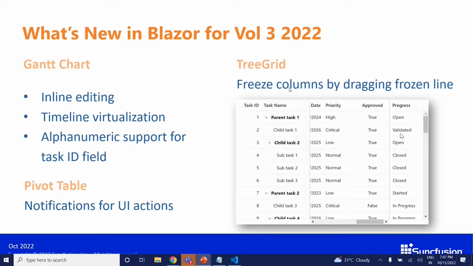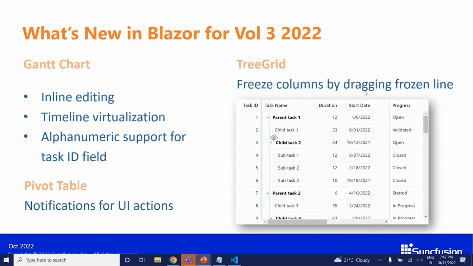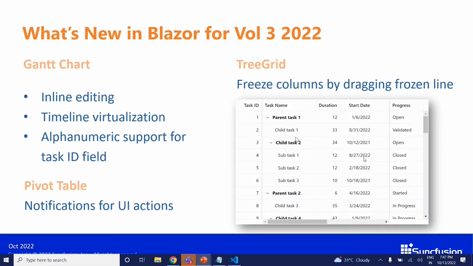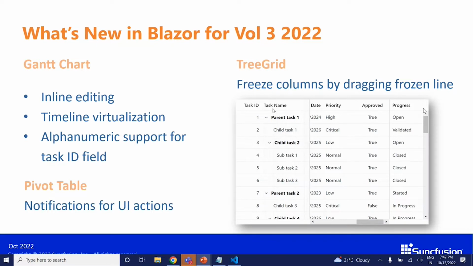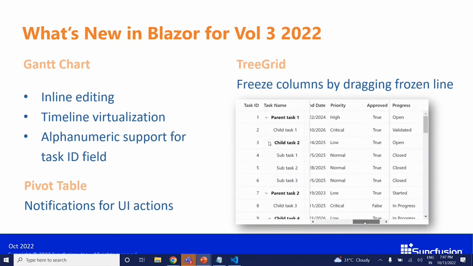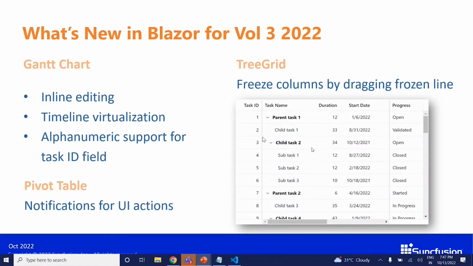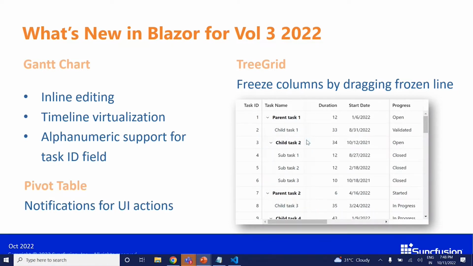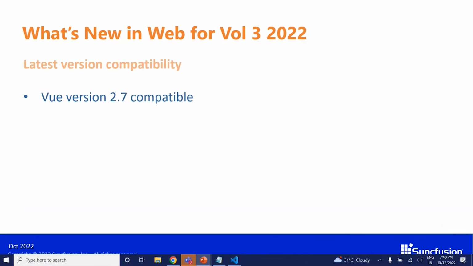And to the tree grid component, now you can drag the frozen line, and you can choose to include or exclude the columns to be frozen. So you can see here the task name column is dynamically frozen just by dragging that frozen line to the right side like this. So this is one such feature added to the tree grid component in Blazor.